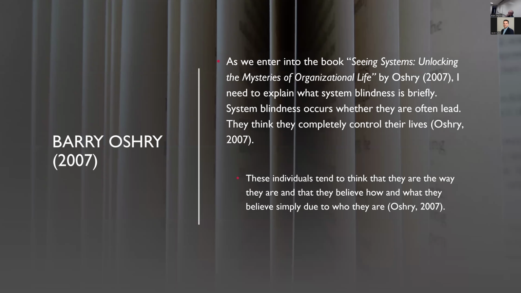So as we enter into the book by Barry Oshry, Seeing Systems, Unlocking the Mysteries of Organizational Life, I want to explain what system blindness is. System blindness occurs whether they are often led and they think they have control over their lives. So if people are being led, but they don't see that leadership, that's system blindness.